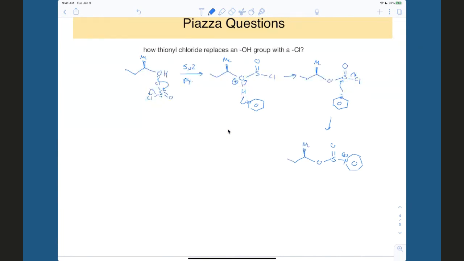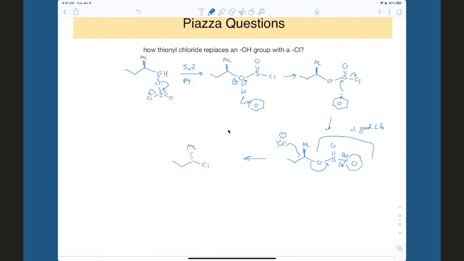So along the way, we have that chloride leave. That is now going to be our nucleophile. And it's able to come back, and now this is a very good leaving group. We have a positively charged amine. This now can do an SN2 reaction, where now we're going to lose SO2 along the way. We're going to invert that stereocenter.